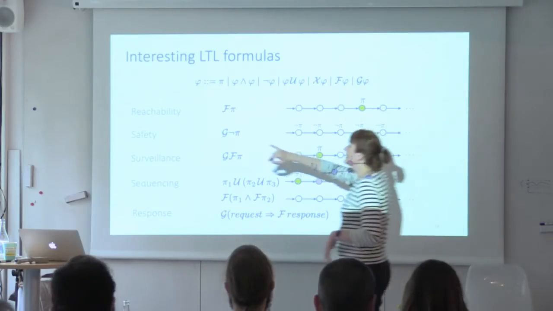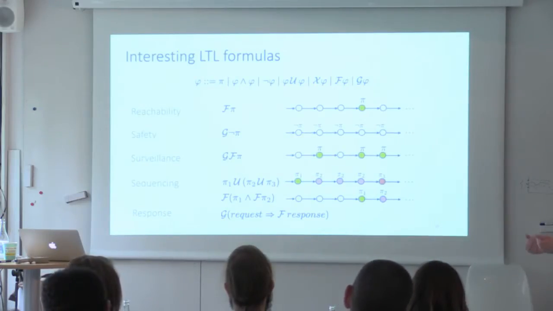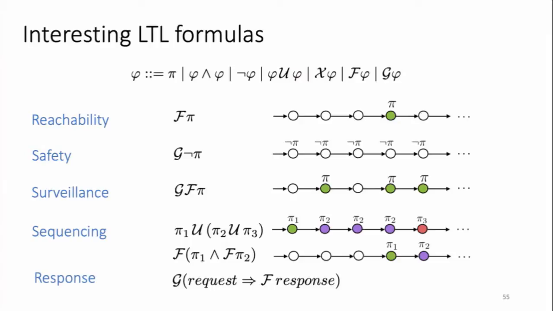So with reachability, that's eventually. What you are saying with eventually pi is that sometime in the future pi is going to hold on a sequence of states, on an evolution of a system. With safety, you are saying that always not pi holds. In every single state that you go through, not pi holds. So this is a thing that can keep you out of the traps. Surveillance, and then you can start combining.